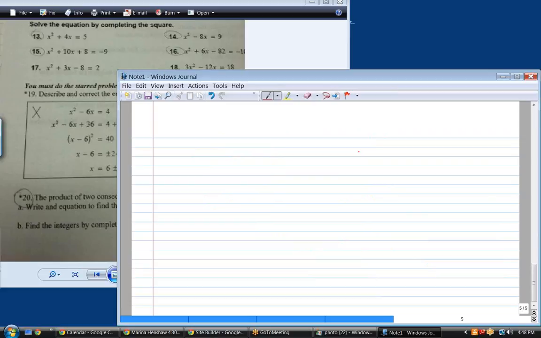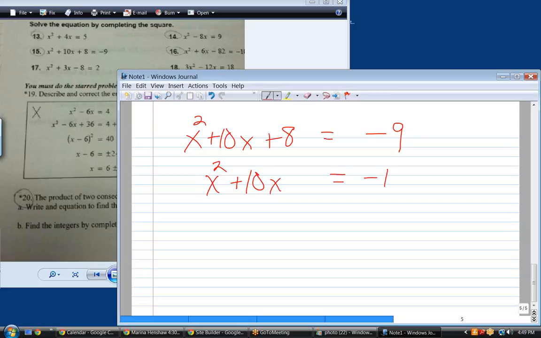Okay, let's look at number 15. Now they've specifically asked us to solve this by completing the square. So what's the first thing we need to do before we can complete the square? Subtract 8. Right. Let's get that constant out of the way. That's just going to mess things up. Okay, now what?